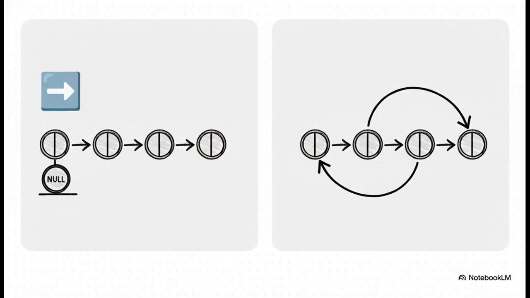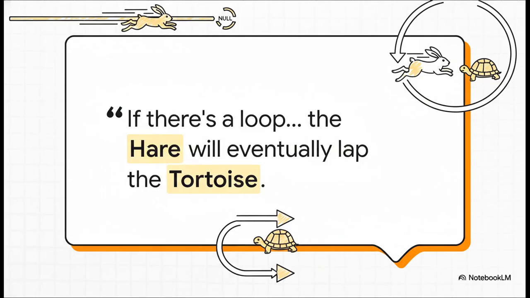So the new problem is this. How can you tell if a linked list has a cycle in it? As you see here, a normal linear list just ends in null. But a circular list has a node somewhere that points back to a previous node, creating an infinite loop. So how do you detect that loop without getting your program trapped in it forever? Well, you guessed it. You use the exact same 2-pointer approach. And the logic is summed up perfectly here.